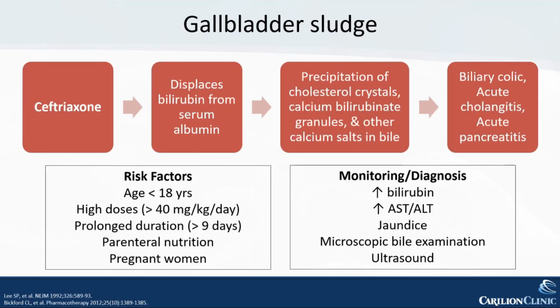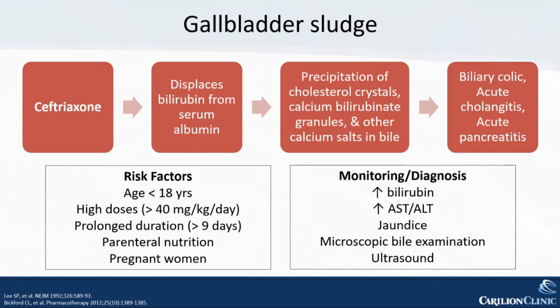Biliary sludging is another side effect we can see, and most frequently we see this with ceftriaxone. Ceftriaxone can displace bilirubin from serum albumin, and then we can have precipitation of cholesterol crystals leading to biliary colic, acute cholangitis, or even acute pancreatitis. We usually see this with younger patients, in really high doses and prolonged durations, usually a combination of those three things, though we can see it when those aren't present.